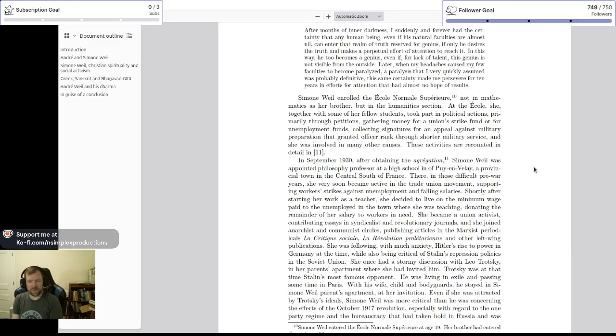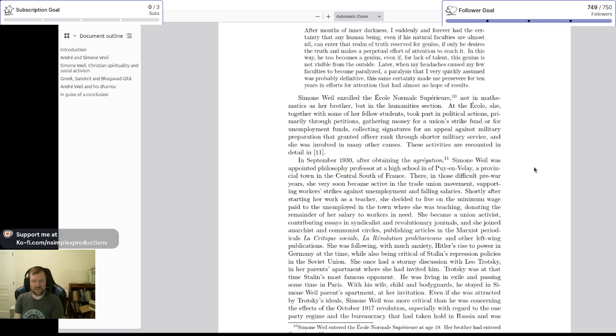She once had a stormy discussion with Leo Trotsky in her parents' apartment where she had invited him. Trotsky was at that time Stalin's most famous opponent. He was living in exile and passing some time in Paris. With his wife, child, and bodyguards, he stayed in Simone Weil's parents' apartment at her invitation.